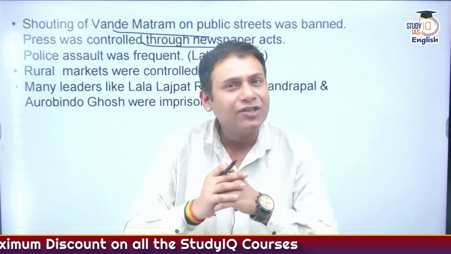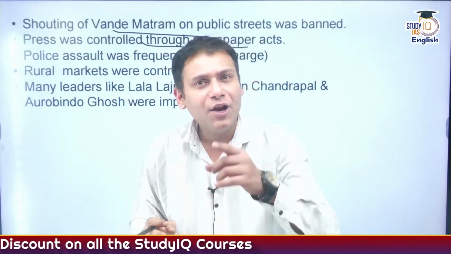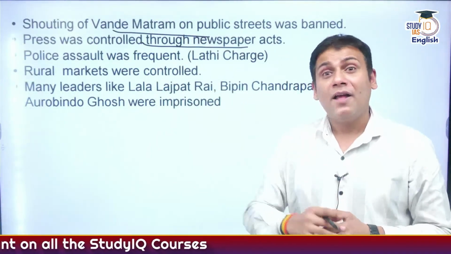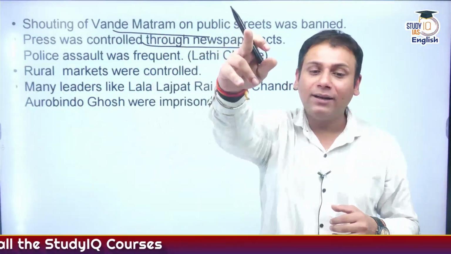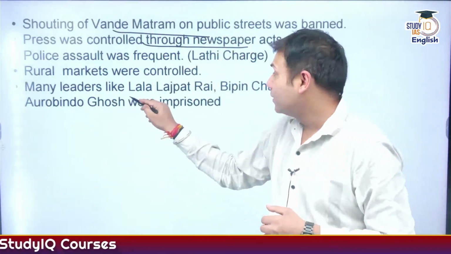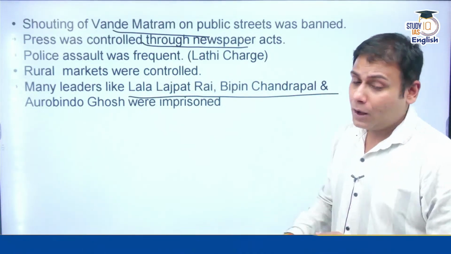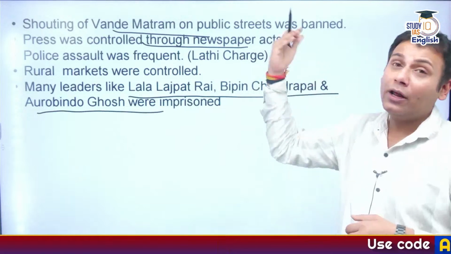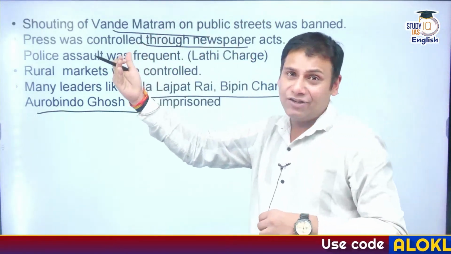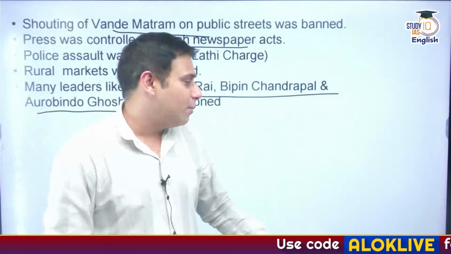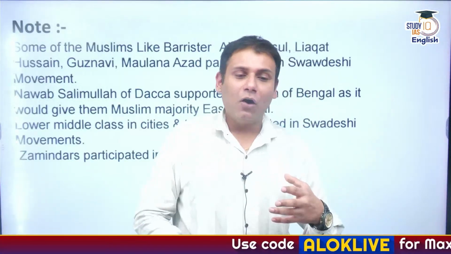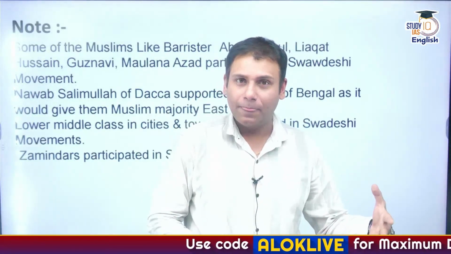And majorly, which newspapers were being targeted? Newspapers that were being run by the extremist leaders were being targeted. Lala Lajpat Rai and Bipin Chandra Pal retired from active politics. Okay. Aurobindo Ghosh was imprisoned. Later on, he settled in the Pondicherry region. So this became one of the major causes for the decline of the Swadeshi movement.